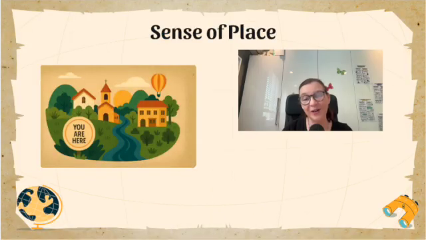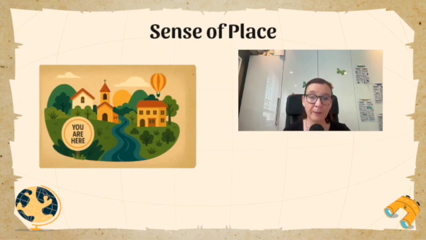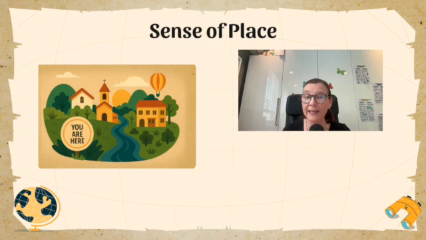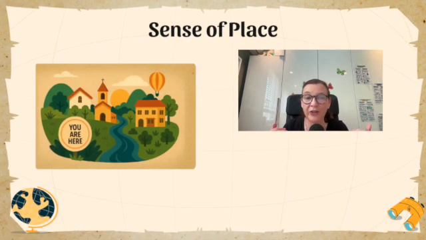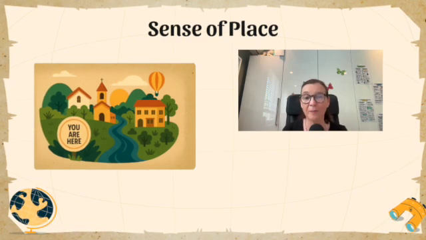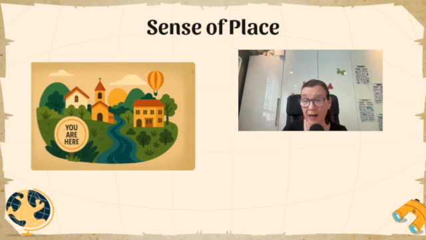The last thing we're going to talk about in 1.7 is sense of place. Sense of place refers to the emotional, cultural, or personal meaning that people attach to a location. It's not just about where a place is on the map, it's about how that place makes people feel. So, for example, a neighborhood park might feel special because of the memories you've had there, like playing as a kid or spending time with your family.